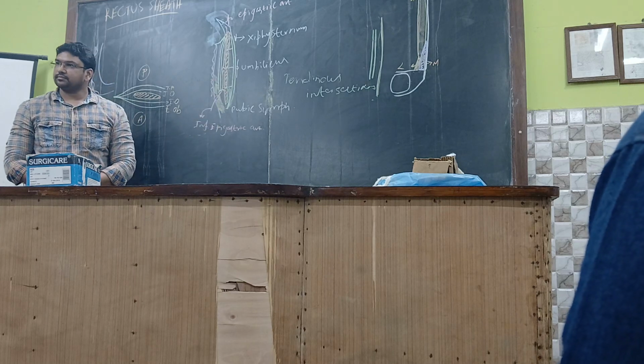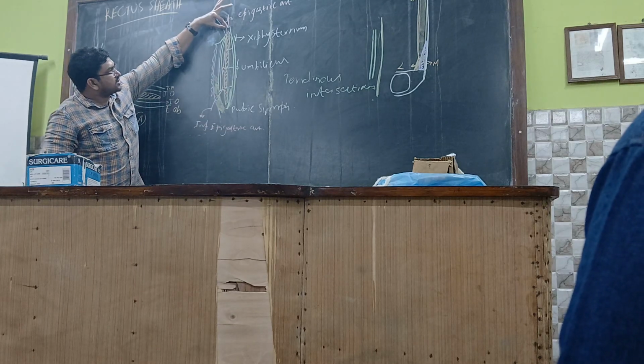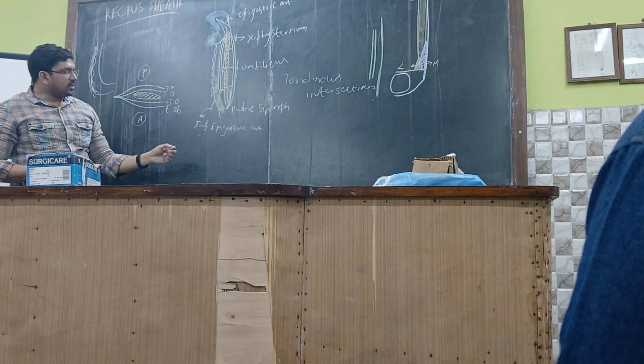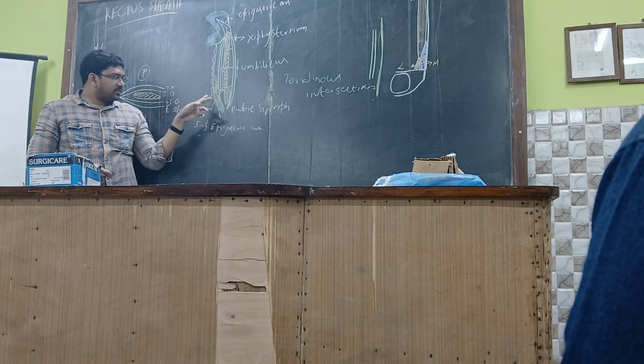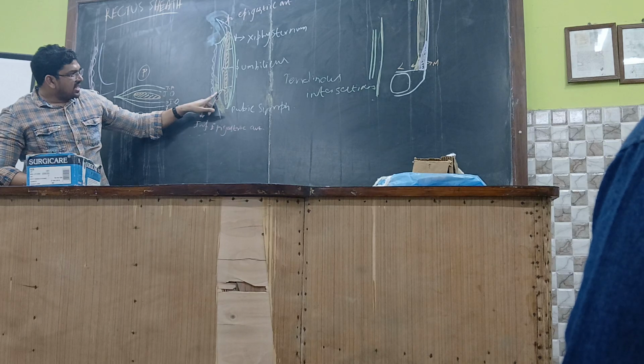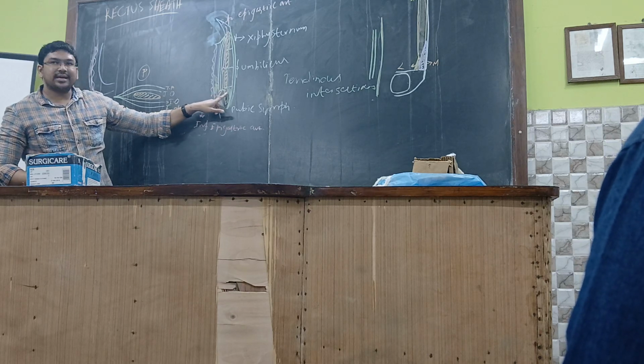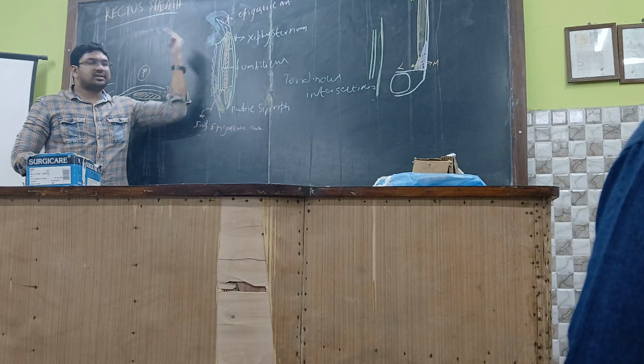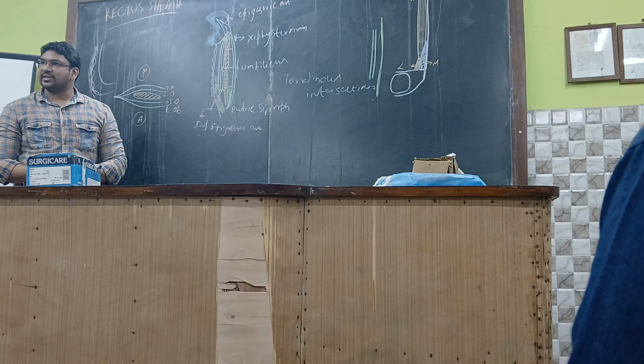So the superior epigastric artery passes through the space of Larrey, but the inferior epigastric artery initially will be in the extraperitoneal fat. Then it pierces the fascia transversalis and passes deep to the arcuate line and enters into the posterior aspect of the rectus abdominis. Could you understand?